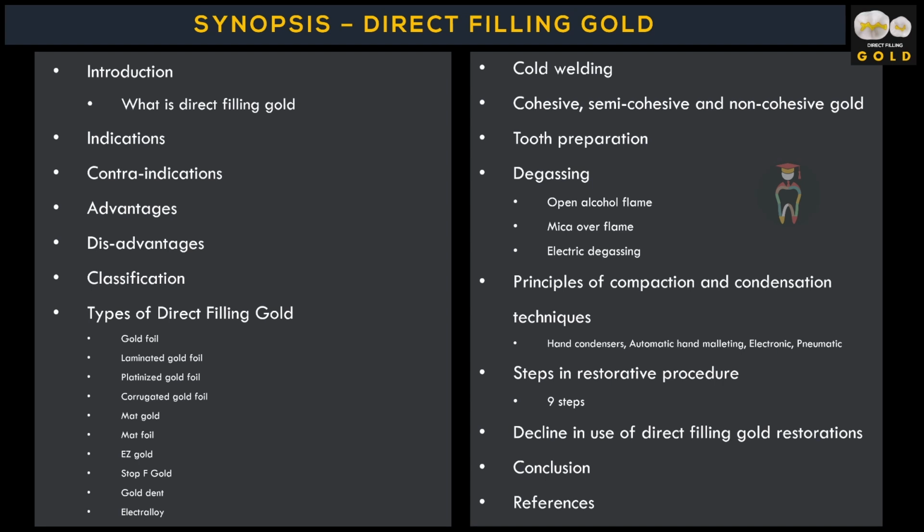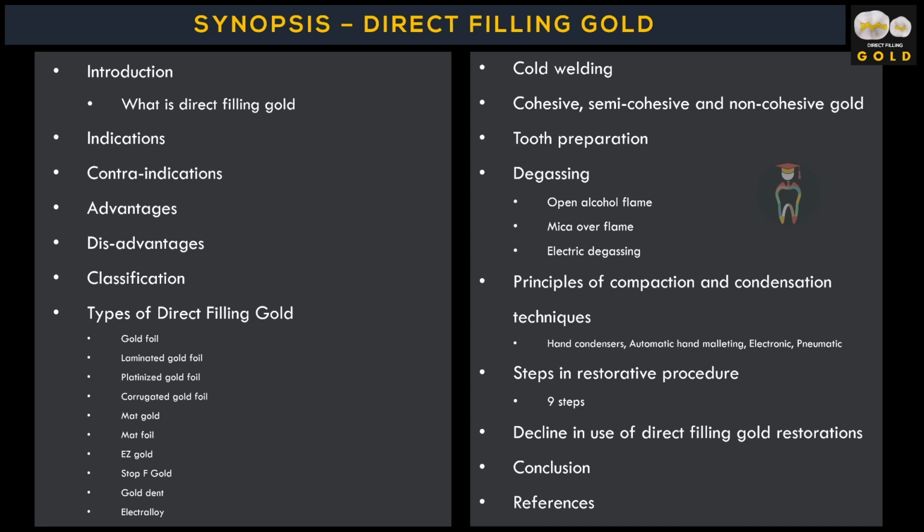Next, we have to mention the degassing procedure over the open alcohol flame, mica over the flame and the electric degassing. Then we have to write about the principles of compaction and condensation techniques, the hand condensers, automatic hand malleting, electronic and pneumatic malleting. All these have to be explained in short.